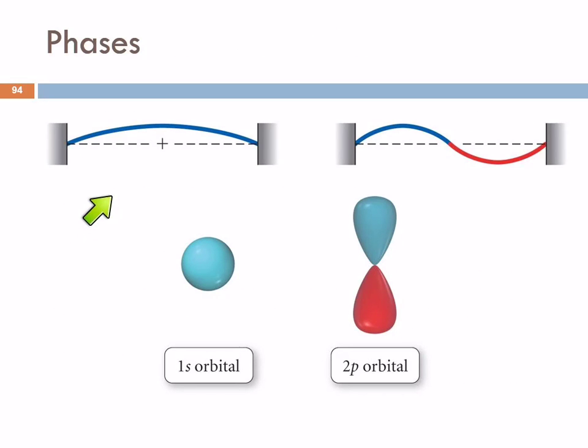So here's the illustration of phases. In the s orbital, you're going to see one phase at a time. It'll either be positive or negative. In a p orbital, though, in the 2p orbital, one of the lobes has a positive phase and the other has a negative phase. And that becomes important later when we look at how these two orbitals, one from one atom and one from another atom, can interact with each other to create chemical bonds.